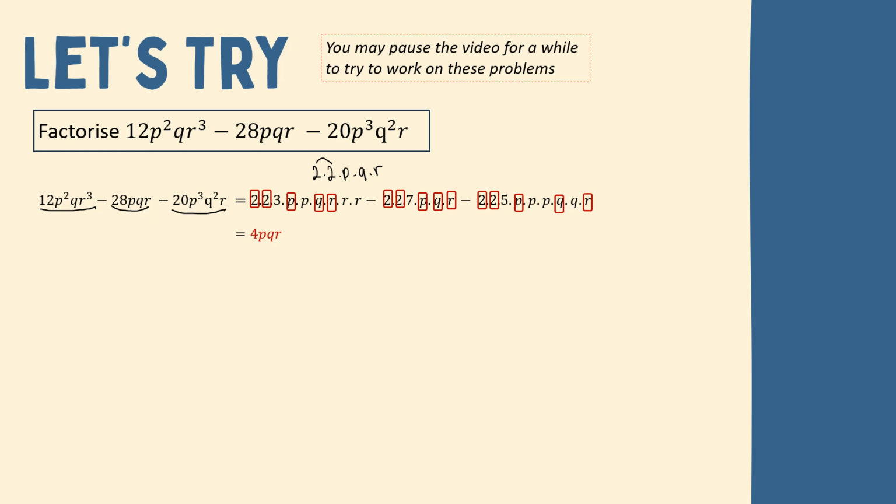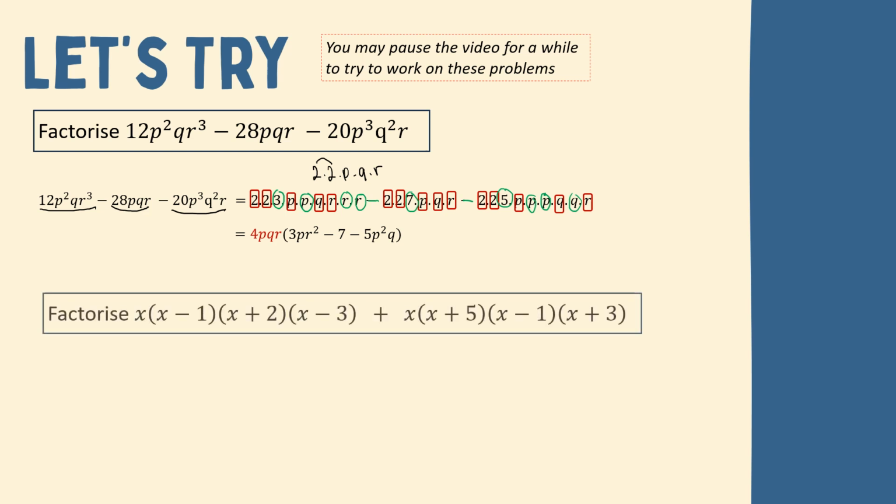And what's inside the bracket? Inside the bracket is 3pr times r, so 3pr squared, minus 7, minus 5p squared q. And this is how you do the factorization. So let's work on the next problem.